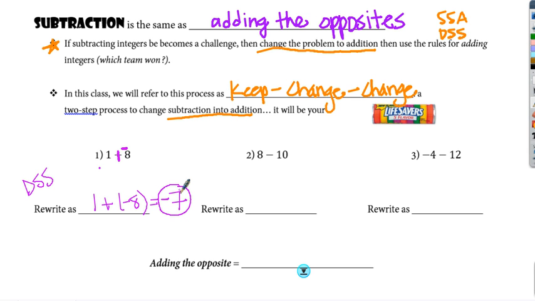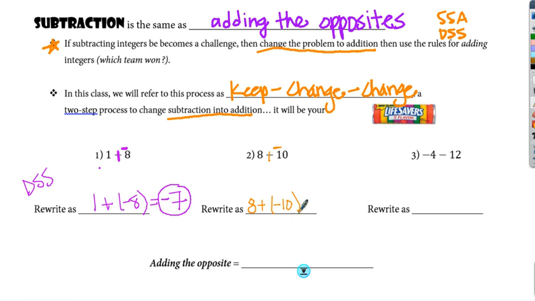Let's try one more, okay? Keep, change. We keep the first number, so 8 stays the same. Change the subtraction to addition. Then we change the last number to its opposite. This is positive 10, so we change it to negative 10. And then let's rewrite this. This becomes 8 plus negative 10.